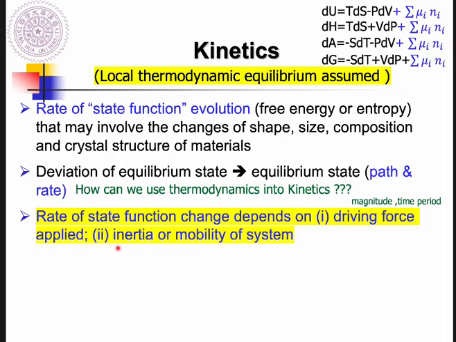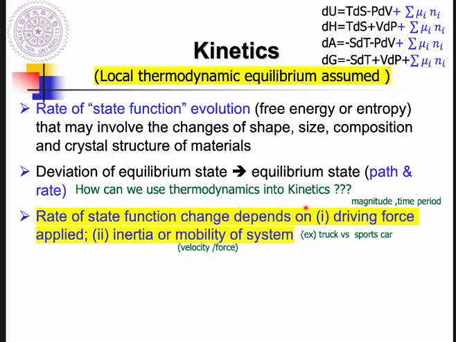And the second parameter is quite important, and we call it the inertia or mobility of the system. Inertia, 就是惯性, and mobility is when you apply one unit of driving force, how fast or how slow your atoms or electrons move. We call that the mobility of the system. These two parameters, the driving force and the inertia or mobility of the system, will determine how fast or how slow this kinetics process is, which also equals the rate of state function change.